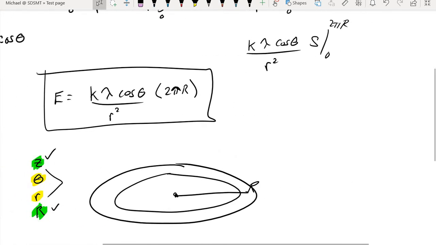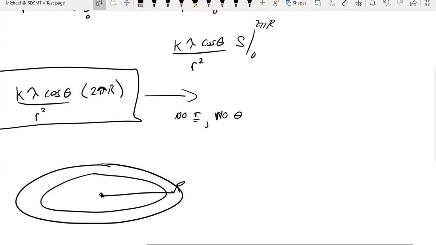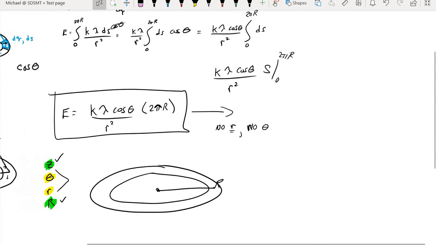So our challenge for right now is to take this equation and rewrite it in terms of z and big R. In other words, no little r's and no thetas. Okay, so let's see what we have to work with.